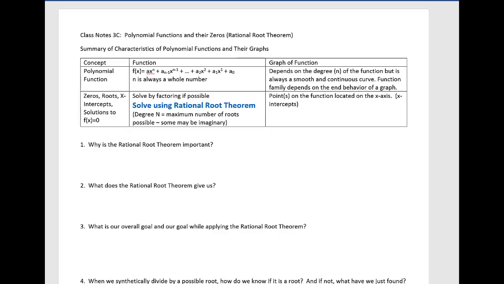Okay, so today what we're going to do is work on applying the rational root theorem to find the roots of our polynomial. If you think back to what we did in 3a, we created a table where you filled out a lot of information about your function, and one of the very first things was this box here, which was the zeros or the x-intercepts.